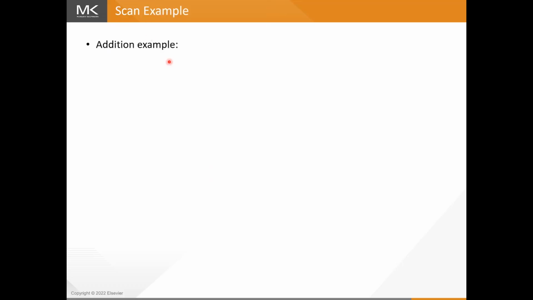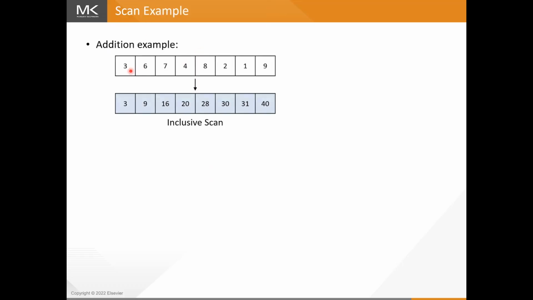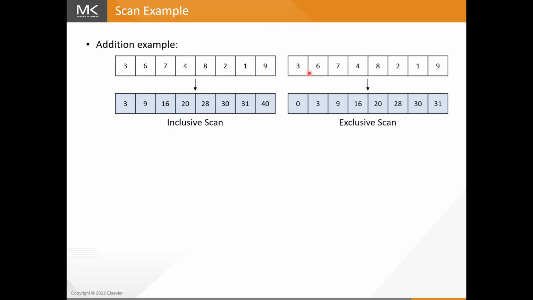So here, an example where we have addition. If I have this array 3, 6, 7, 4, 8, 2, 1, 9, and I apply the inclusive scan, the first element is going to be 3, which is the sum of 3. The second element is going to be 9, which is the sum of 3 and 6. The third element is 16, which is the sum of 3, 6, 7, etc. The last element is 40, which is the sum of all the elements in the input array. In the exclusive scan, the first element is going to be 0, which is the identity.